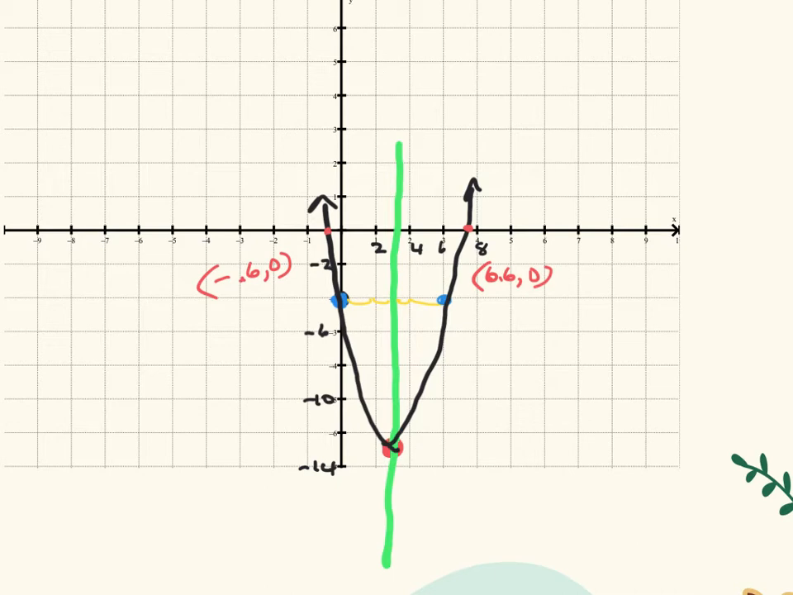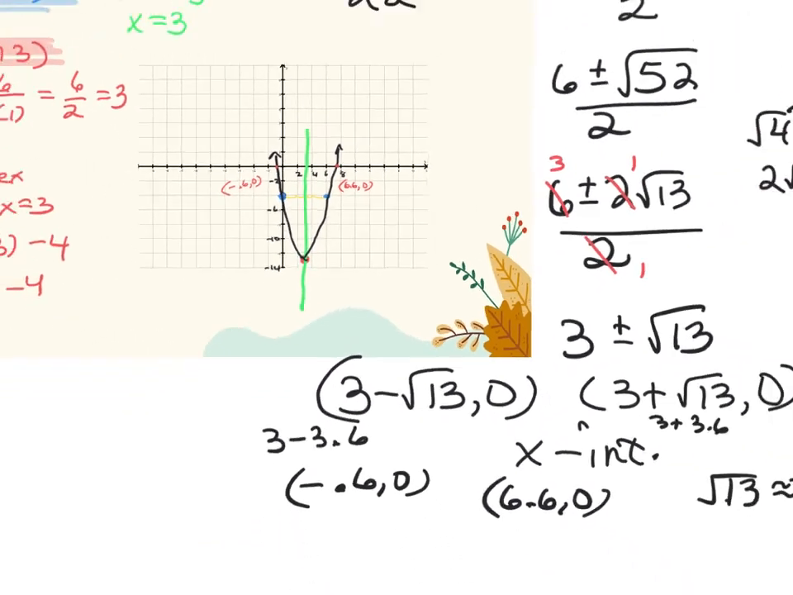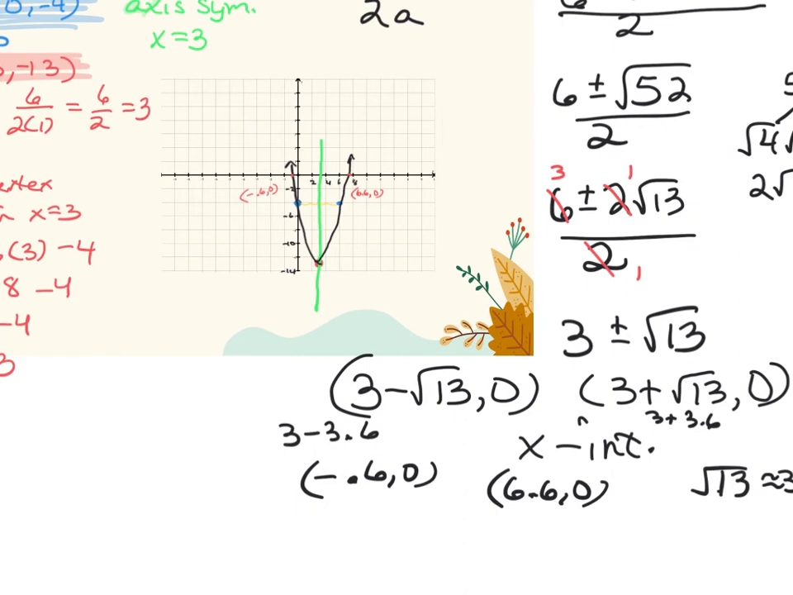You would label your x-intercepts not as decimals. If it asked you to label it on the graph, you would label it using the simplest radical form.